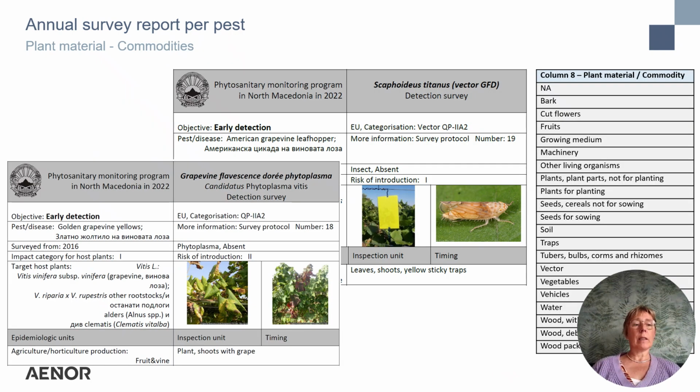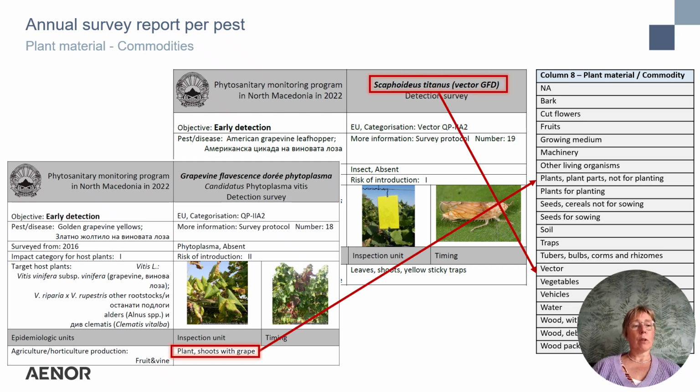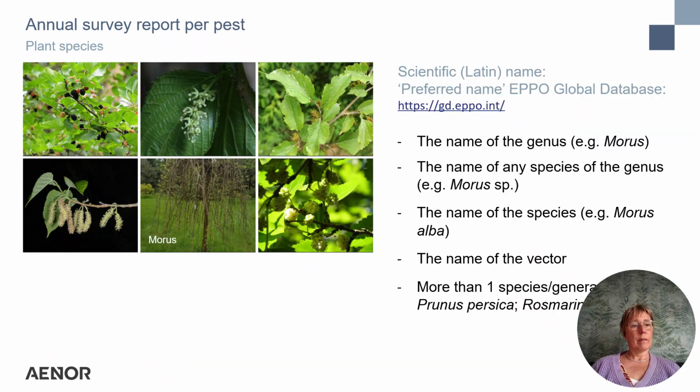The plant material or commodity that is surveyed must be listed on the inspection report for later inclusion in the annual report. There is a list of plant material to choose from. Survey protocols, survey instructions should specify the plant material to be surveyed. For plant species, the scientific Latin name should be used. The correct scientific name can be found in the EPPO Global Database as preferred name.